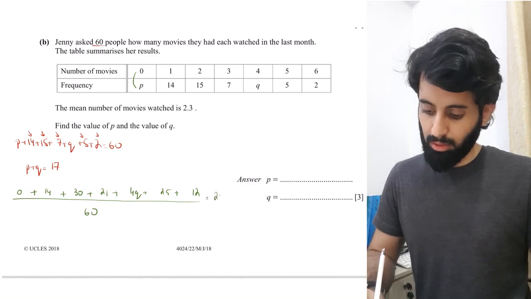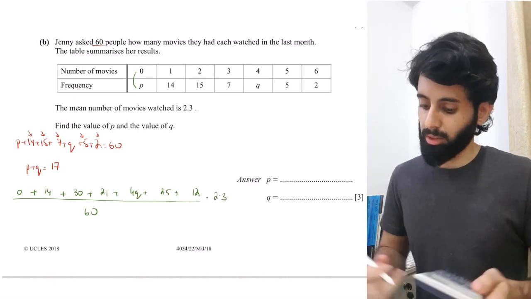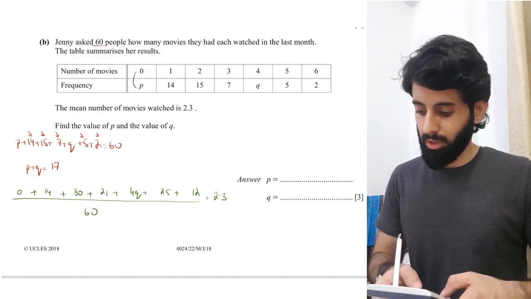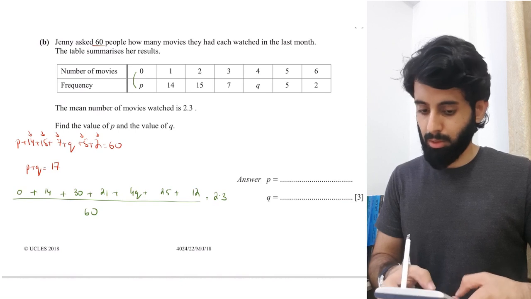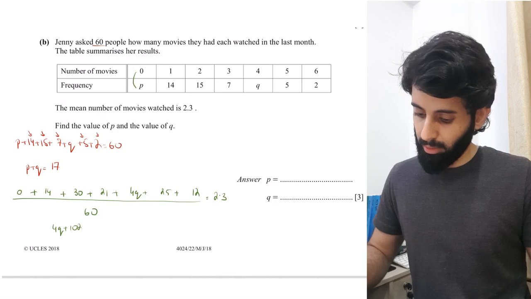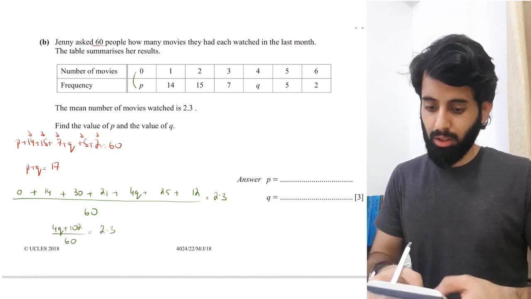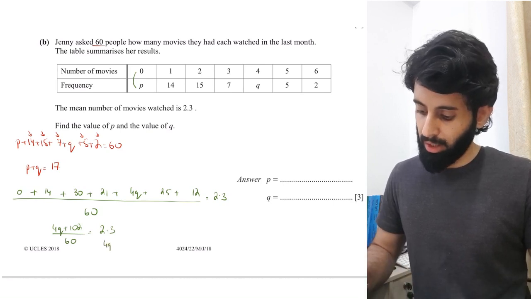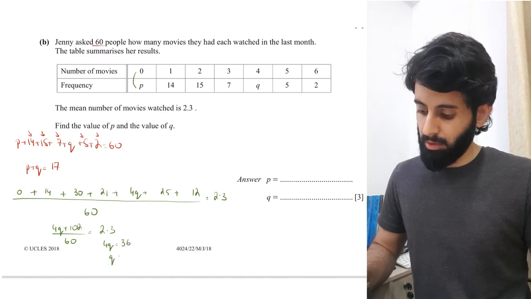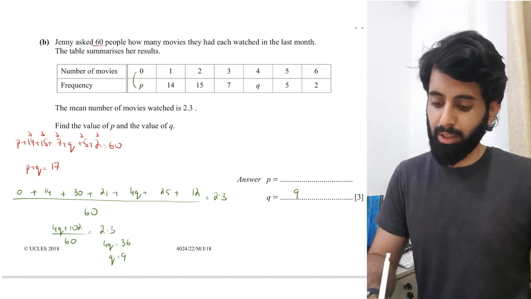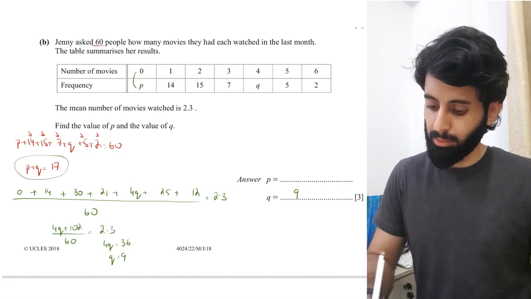And this is equal to the mean, which according to the question, not according to me, is equal to 2.3. So you have 0 plus 14 plus 30 plus 21 plus 25 plus 12. So that's 102. So you have 4Q plus 102 over 60 is equal to 2.3. So I'm going to do 2.3 times 60 and then from it subtract 102. So I'm looking at 4Q equals 36, which means that Q is equal to 9. Now that Q is equal to 9, I can very conveniently work out P. So let's rewrite this here.